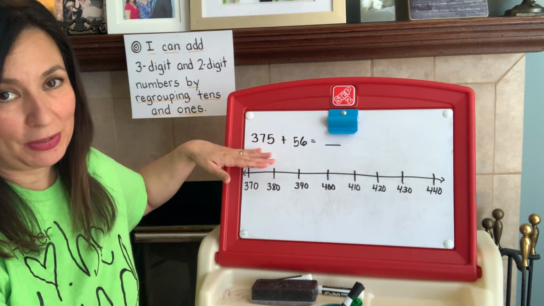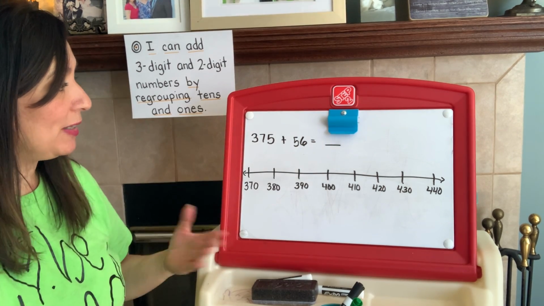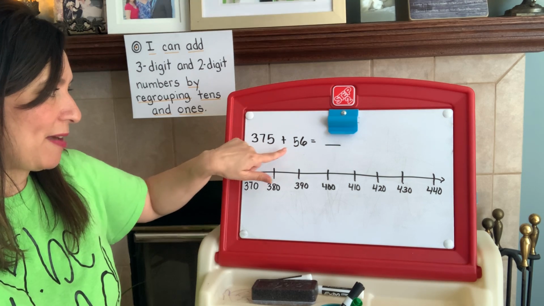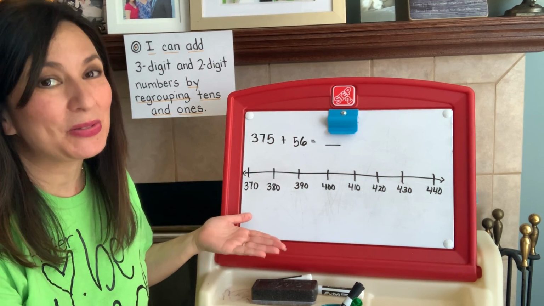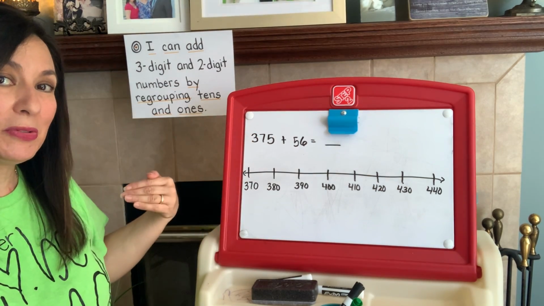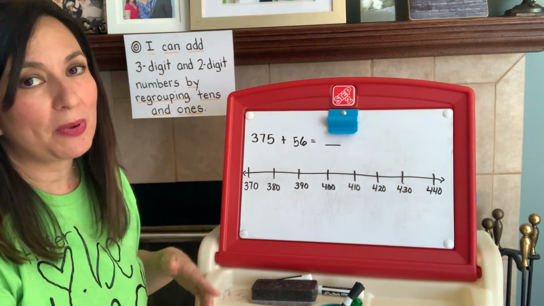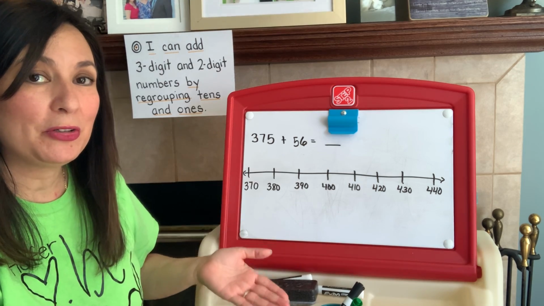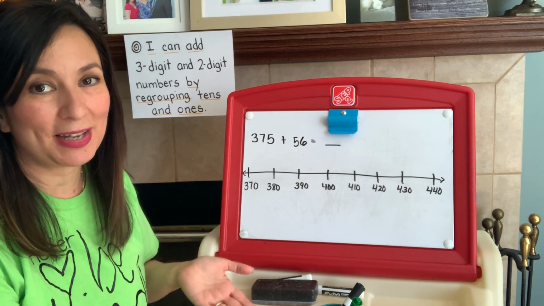So I put our first equation here, 375 plus 56. When I look at the numbers in the tens place, 7 add 5, I know that's 12 tens. So I know I will have to regroup 10 tens to compose 100. When I look at 5 ones and 6 ones, I know that's 11. So I'm going to have to regroup 10 ones into the tens, or compose a 10.